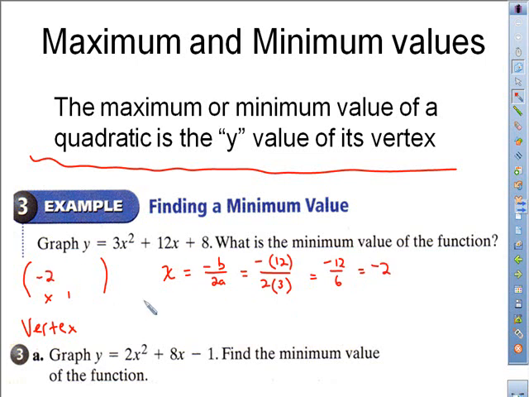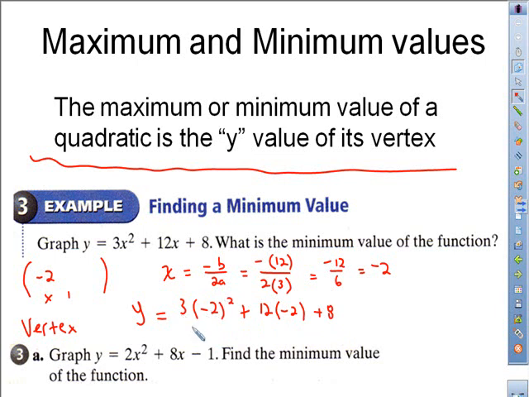So how do we find y again? We're going to take x and plug it into the problem, and that'll give us y. Because y equals basically this quadratic, and we're going to plug in x. So 3 times negative 2 squared plus 12 times negative 2 plus 8. Let's simplify. Make sure you simplify the exponent here before you multiply. Follow the order of operations.